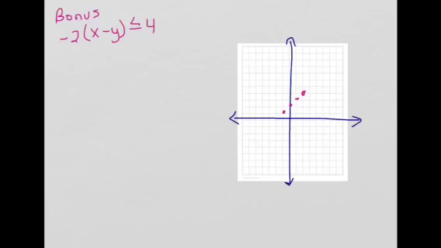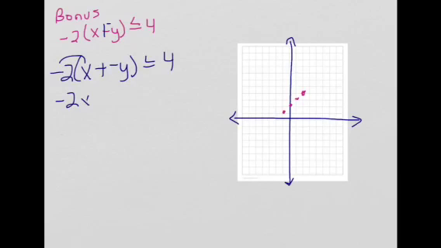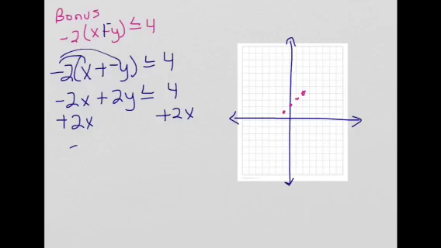Last graph that we're going to do, we're going to need to solve. So first of all, we're going to add a line and change the sign. And then we're going to rainbow. So we're going to do negative 2 times x plus negative y, less than or equal to 4. Rainbow: negative 2x plus 2y is less than or equal to 4. We're going to zero pair out the 2x, and we're going to get 2y is less than or equal to 2x plus 4.